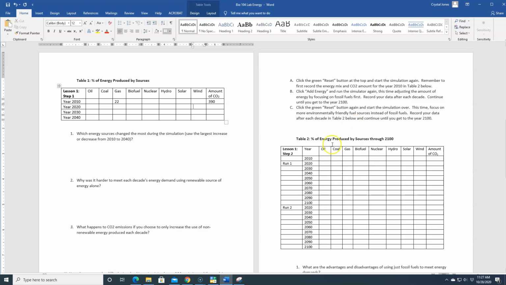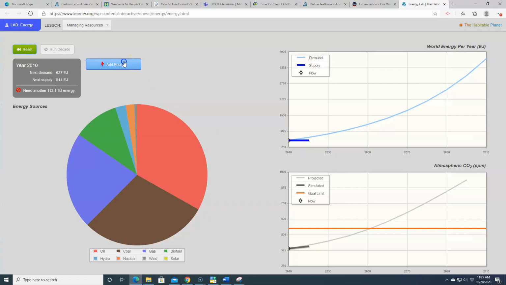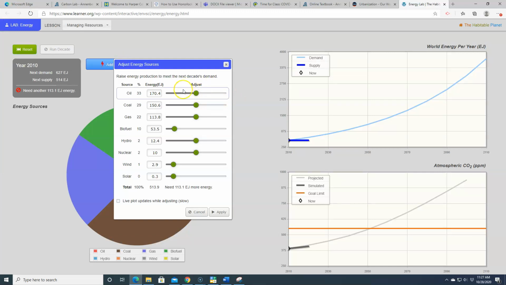So in the first run, once again, you're going to focus on fossil fuels first. So you're going to adjust the sliders with mostly oil, coal, and gas. Okay, you can include nuclear in that as well. It's not considered a fossil fuel, but it is considered a non-renewable source of energy, so you can adjust that as well. So again, you're going to primarily try to meet your goals with just these things, right?